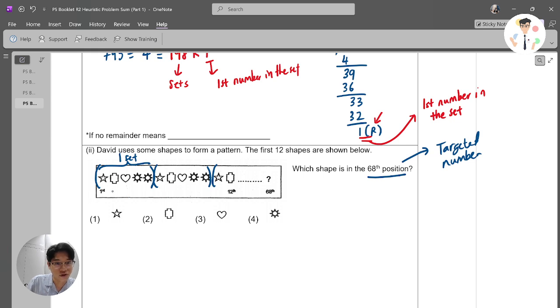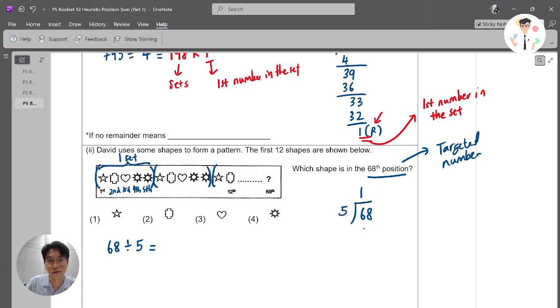And this is the first shape, this is the second, this is the third, this is the fourth, this is the fifth. And I know there are 5 shapes in one set. So what should I do here? What I need to do here is take 68, the targeted number, and divide by the number of items in one set, which is 5. So I'll be using 68 divided by 5.